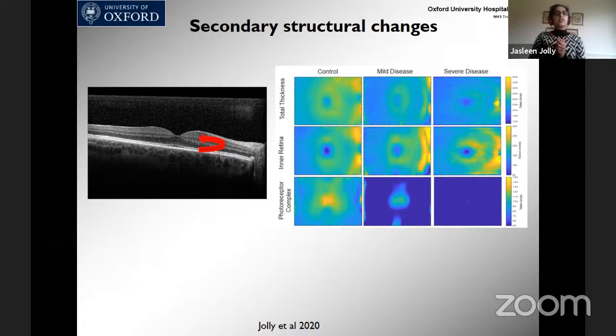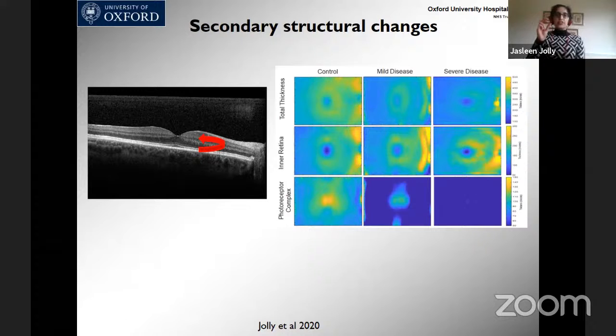Bipolar cells especially change how they connect to the photoreceptors. And we can actually pick this up on OCT. So in the mild disease, what you're seeing here is an increase in the thickness, even though you've got a decrease in thickness in the photoreceptor complex. And if you measure just total thickness, you're going to miss those subtle effects.